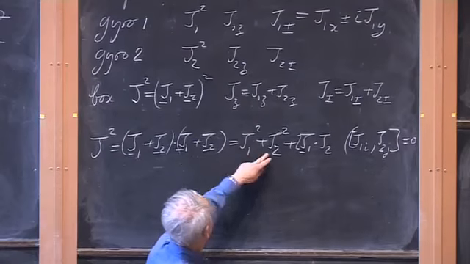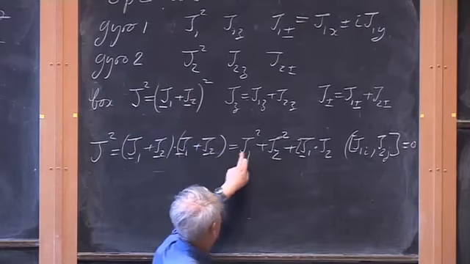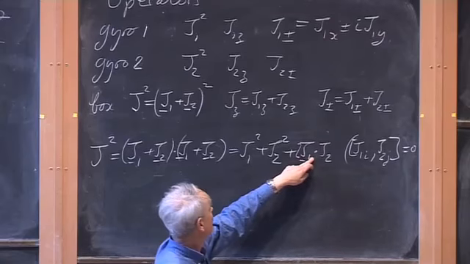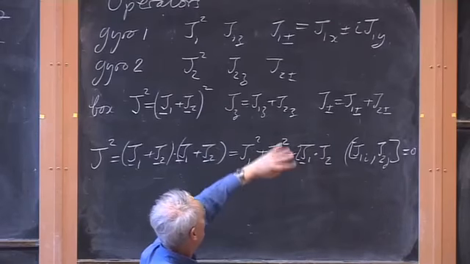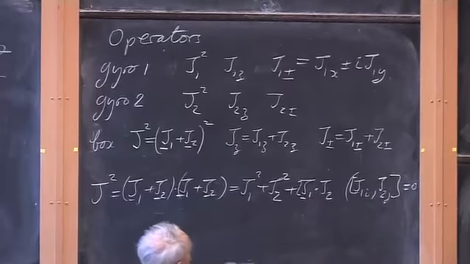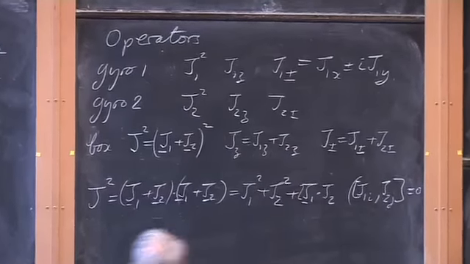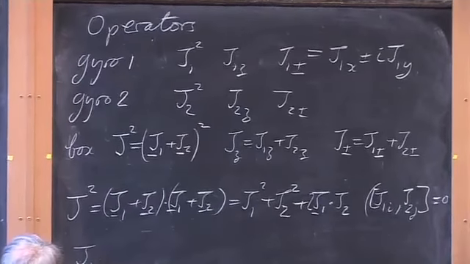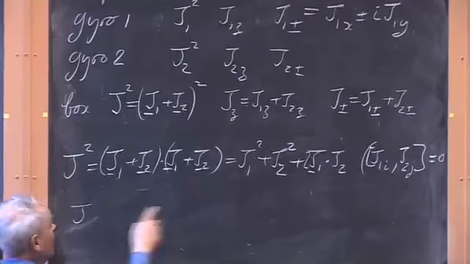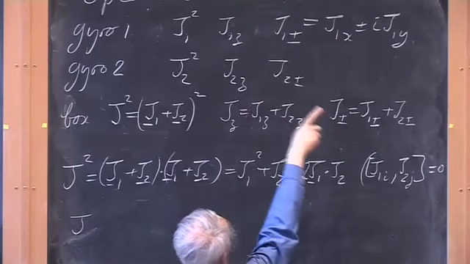Well, this is fine. J1 squared and J2 squared are in our list of operators. But J1 dot J2 is not in our list of operators, right? J1.J2 is not up there. So we need to write this in terms of things that are up there. I want to get an expression for that in terms of the things already written up here.